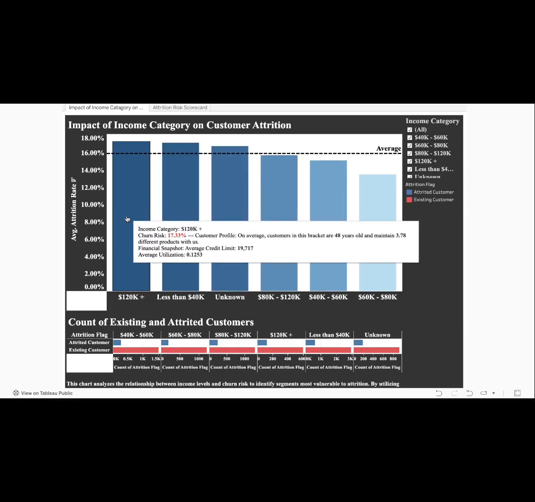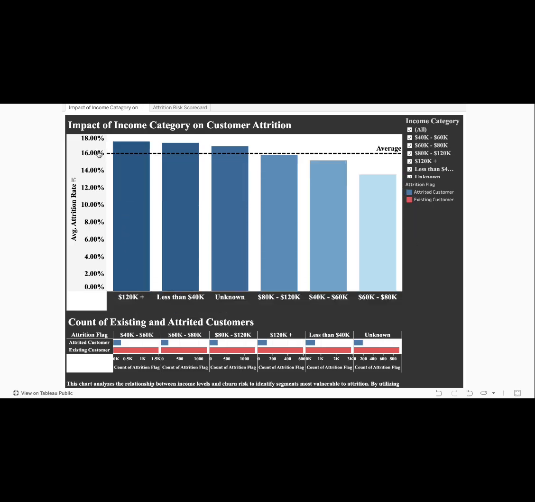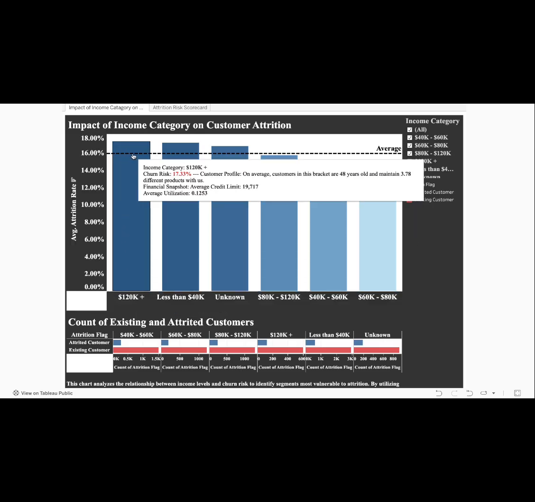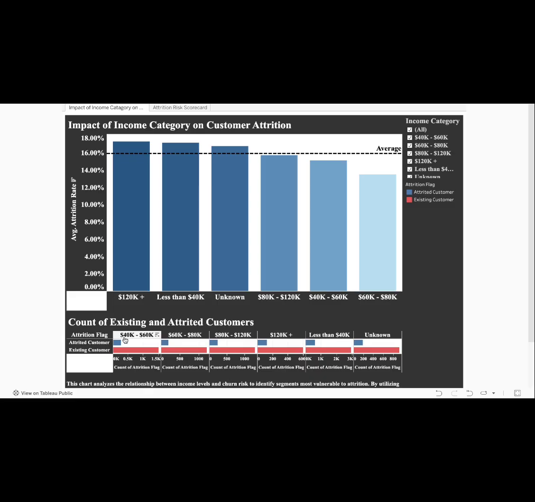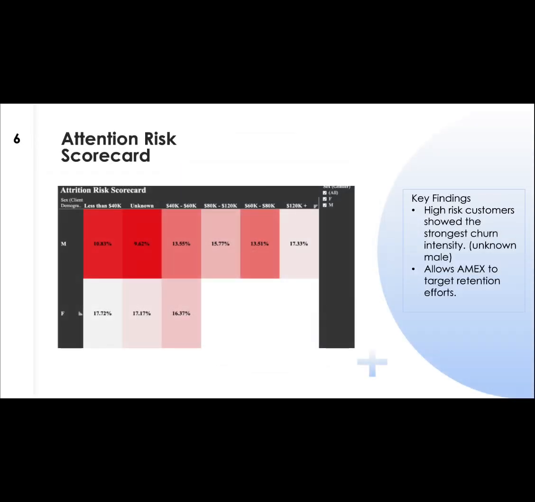In the data exploration phase, we analyzed demographics, spending behavior, account activity, and overall customer engagement trends. The dashboards helped us identify patterns that were not immediately obvious in the raw data. For example, we discovered that attrition was not evenly distributed across customer groups. Certain customer segments showed much higher churn intensity than others. This helped guide the variables we later used in our regression model.